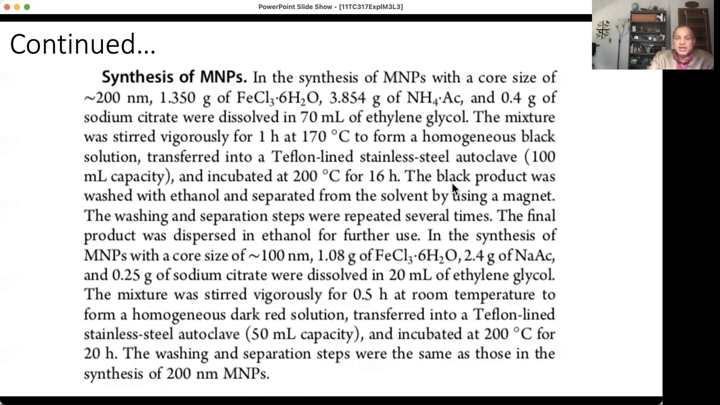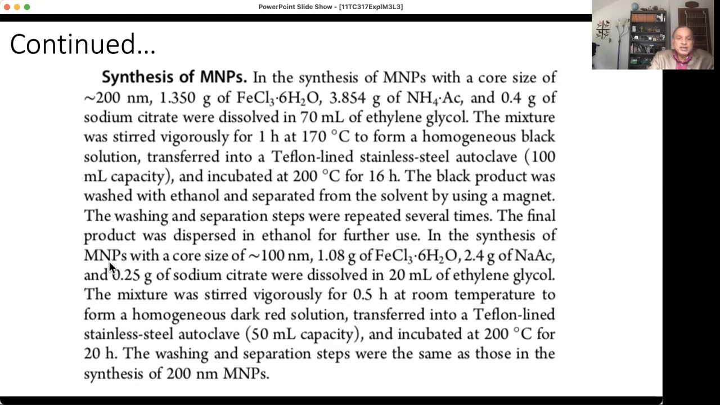So the product should be black, not white or transparent, and separated from the solvent using a magnet, because there are magnetic particles. You can use a magnetic field to pull them out of the solvent. Washing and separation steps were repeated several times to get rid of the solvent and other excess reagents. The final product was dispersed in ethanol for further use.